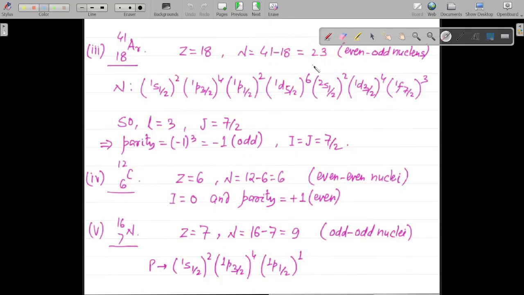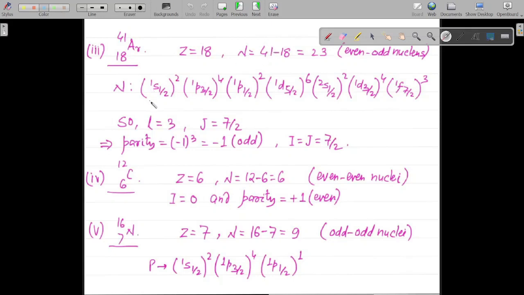So clearly it is an even-odd nucleus. The number of protons is even, the number of neutrons is odd. So there is no need to write the nuclear configuration with respect to protons, because the number of protons is even. Only write the nuclear configuration with respect to neutrons, because the number of neutrons is odd.